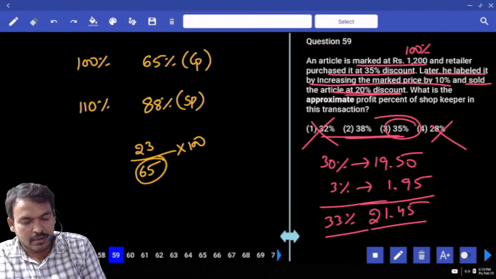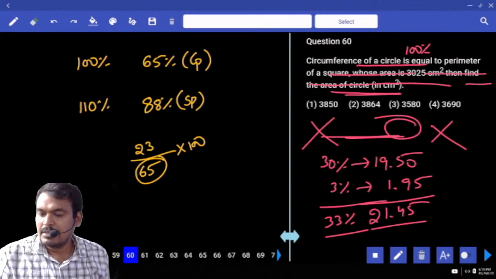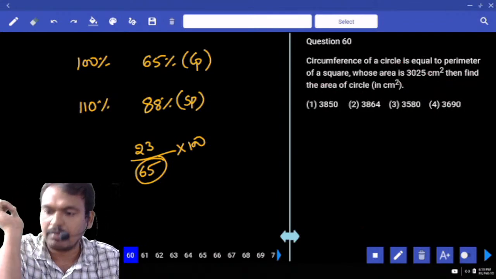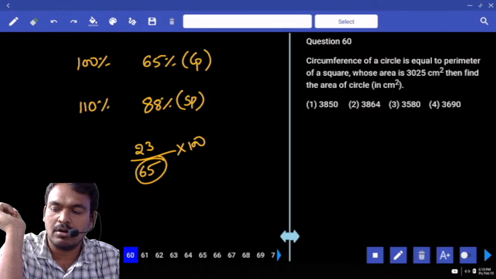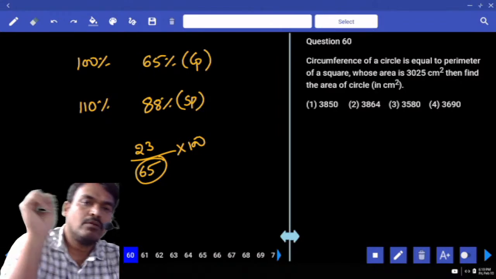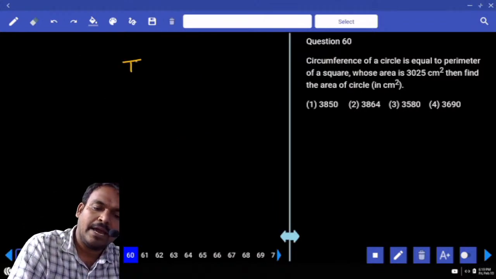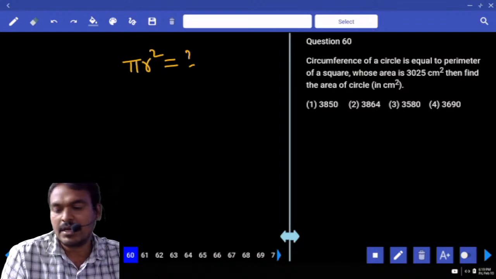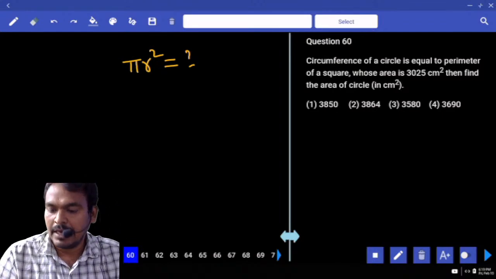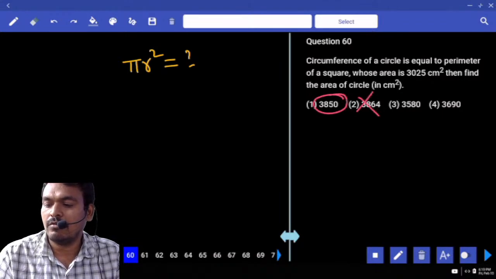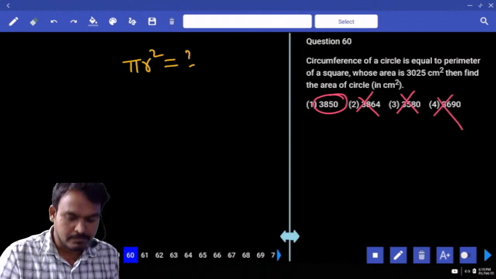Next question number 60. Circumference of a circle is equal to the perimeter of a square whose area is 3025. Then find the area of the circle. What is the circle area formula? Pi r square. Then verify the 11 multiple. First option is 11 multiple. Yes. Second option? No. Third option? No. Fourth option? No. Then answer is the first one.